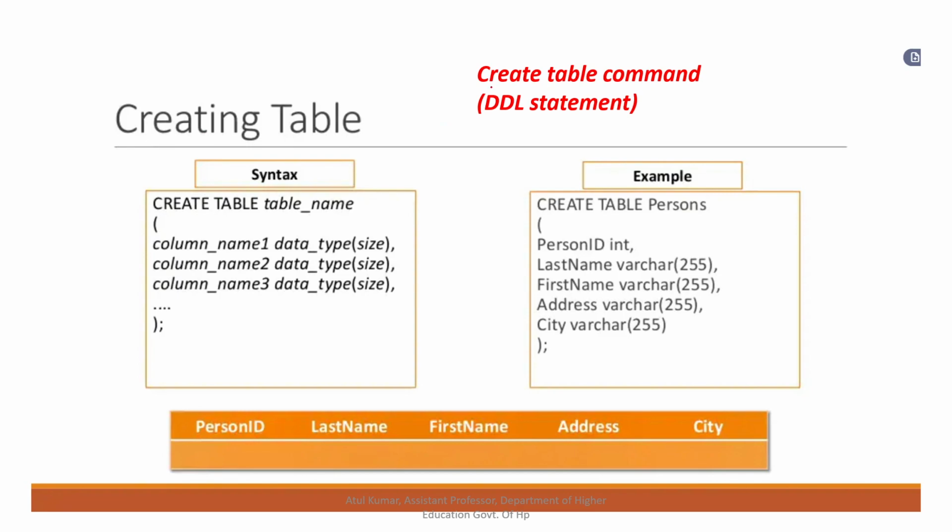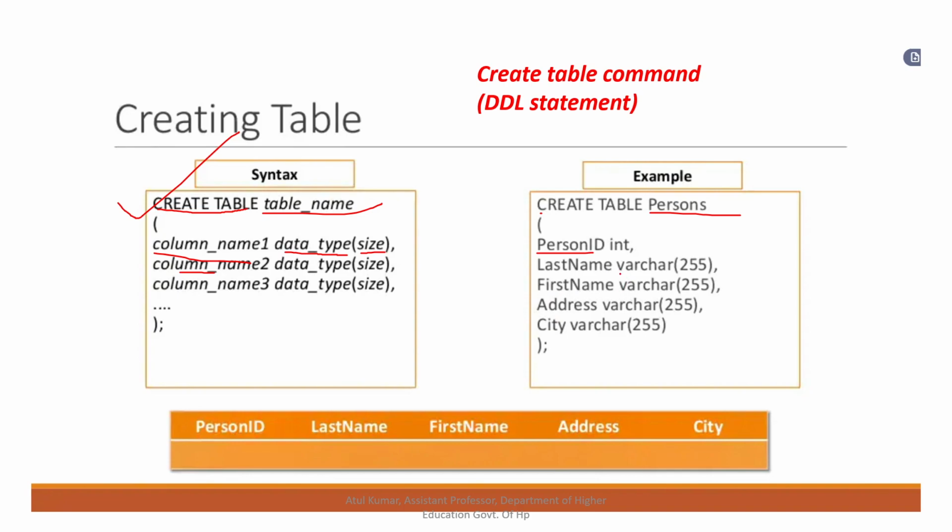Next we have the first DDL command, that is create table, and this is the syntax for creating a table in SQL. It starts with create table, then we have a table name, and inside the brackets we have different columns, and they are associated with different types of data, and in the brackets we have to specify the size of that data. For example, we have created here a table persons, and inside persons we have person ID, last name, first name, address, and city.